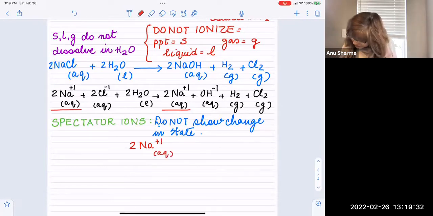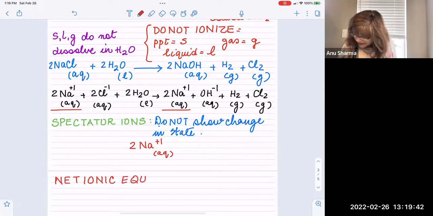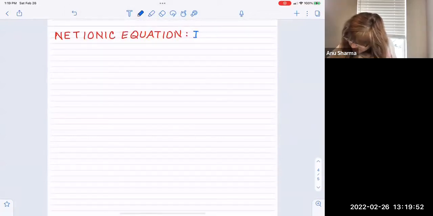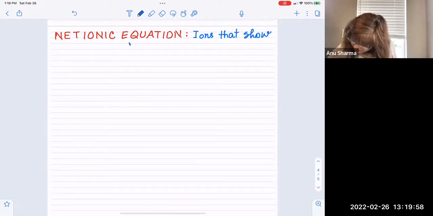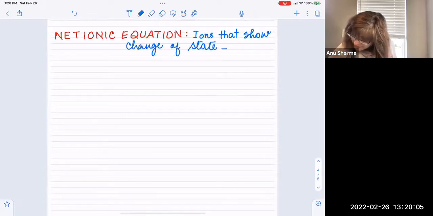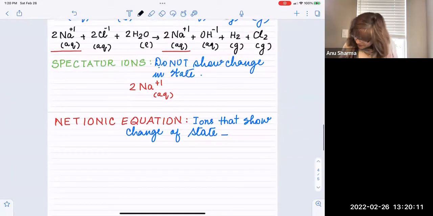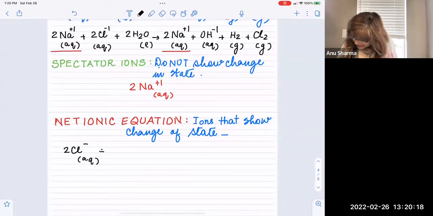Okay, so last question is, which one is the net ionic equation? Now, net ionic equation, you write down all the species, all the ions that are showing the change of state. So ions, write the ions that show the change of state. Okay, and which ones are those?